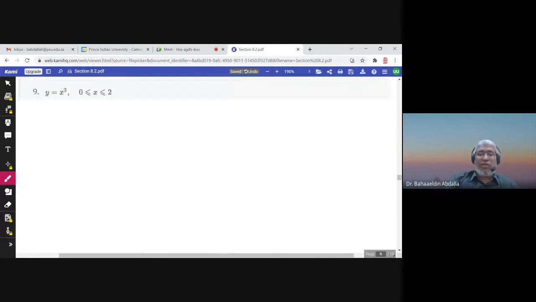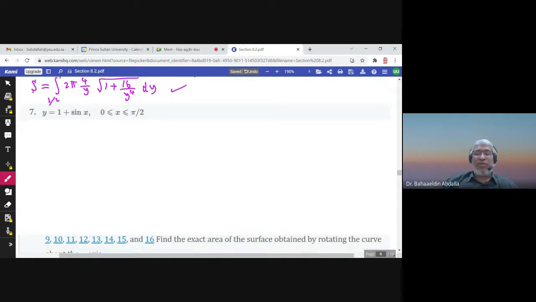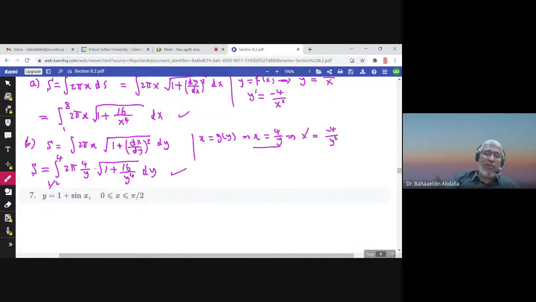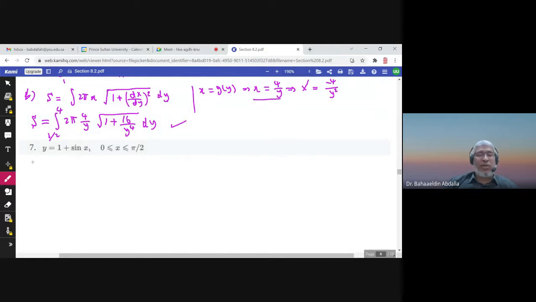The last question for today would be question 7, and I'll continue the other questions in another video. So here, same, the rotation is about the y-axis, and he needs to write both cases, about x and about y. Integration with respect to x and with respect to y. The most important thing for me, the rotation is about the y-axis, so the formula is 2 pi x ds. And then I can write ds in terms of x or y as I like.